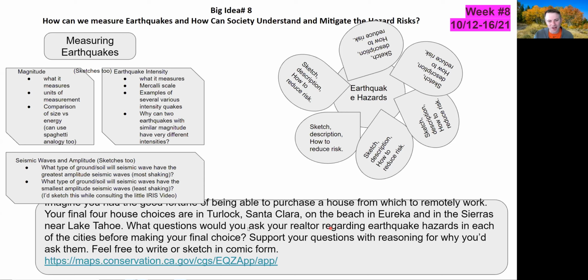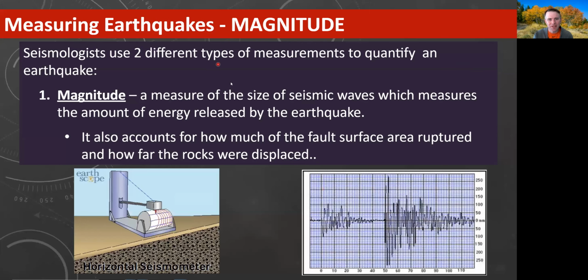If you had to choose one of those houses, what questions would you ask your realtor? So you're like, okay, I'm going to buy a house in Tahoe, or I'm going to buy a house in Santa Clara. What questions would you ask your realtor regarding earthquake hazards in each of those cities before making your final choice? And how do you know that the house you're buying is earthquake safe? Or maybe it's not, so maybe you need to invest a little bit to upgrade that. This is a really cool question because it's very true to life, something you may get to experience. Hopefully houses will become affordable for everyone again sometime. But if you need to buy a house, or even if you're renting, these could be some good things to know to figure out if you're going to be safe or not during an earthquake.